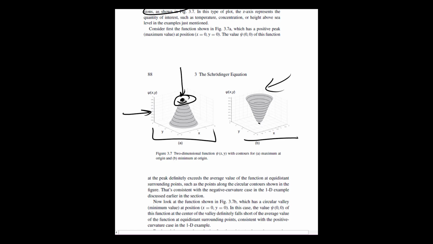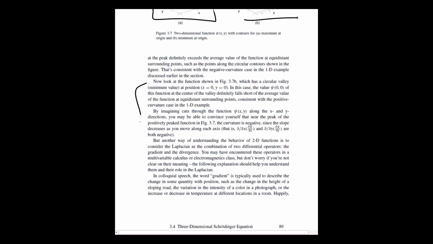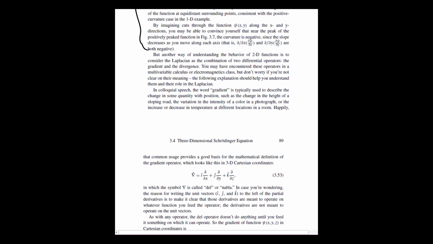In this case, we're at the bottom of a valley, and the value of the function at that point is clearly less than the value of the surrounding points. And this one has positive curvature in that region. So once again, as it explains here, the curvature tells you whether the value at a point equals, exceeds, or falls short of the value at surrounding points. But as I mentioned, there's another way to look at this. And to do that, we need to talk about these differential operators, gradient and divergence.